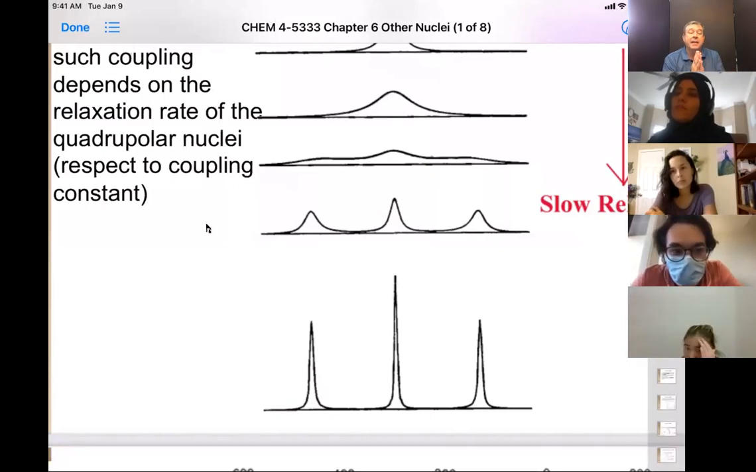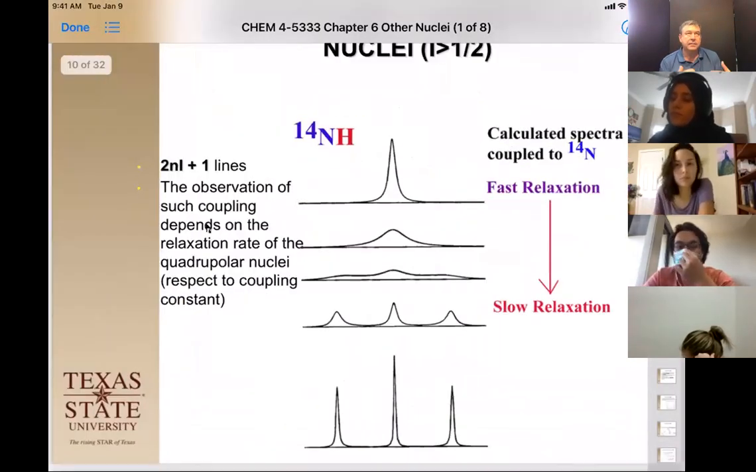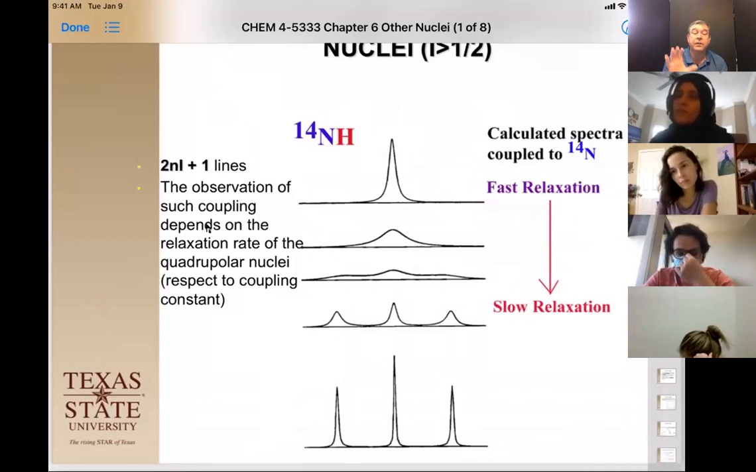And so really, I mean, if you took any one of these little segments here, you'll see that if you add them all together, you're starting to get these really, really broad signals. And it's very difficult to use this unless you're looking at very specific small molecules.